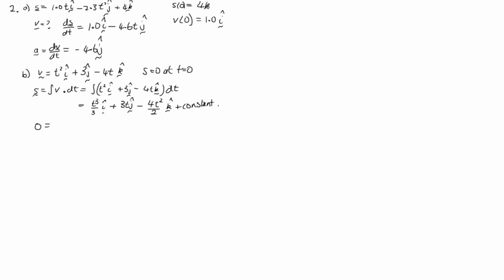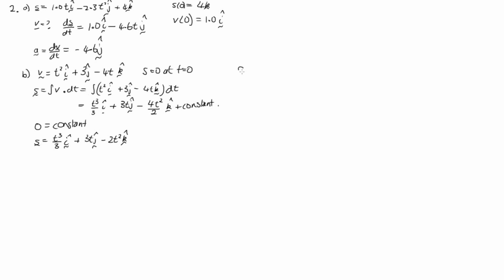So we've got 0 is equal to, well, when t is 0, this term's 0. This term is also 0. This term is also 0, so that's equal to our constant. So we know this constant of integration is equal to 0. So we can simplify this expression a bit then. We've got t cubed on 3 i plus 3tj, and then 4 divided by 2 is 2. So that's minus 2t squared k. So that's our expression for the displacement.